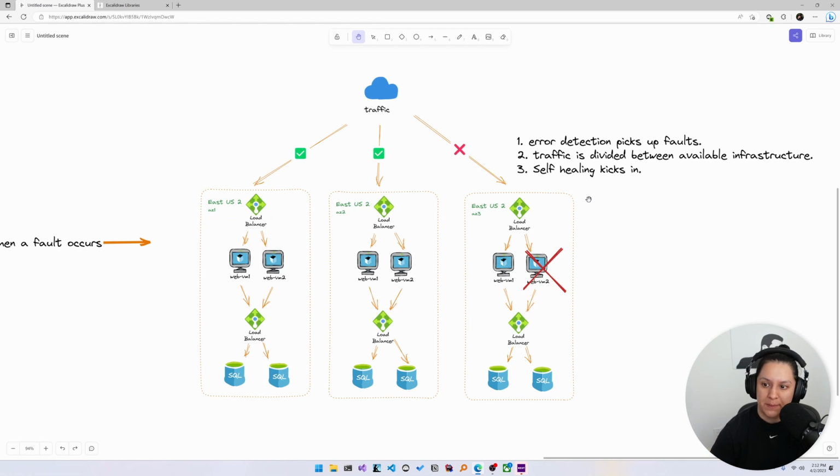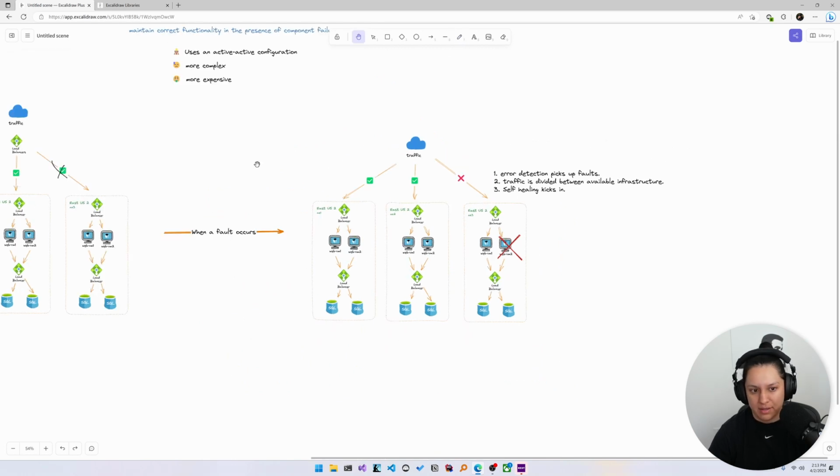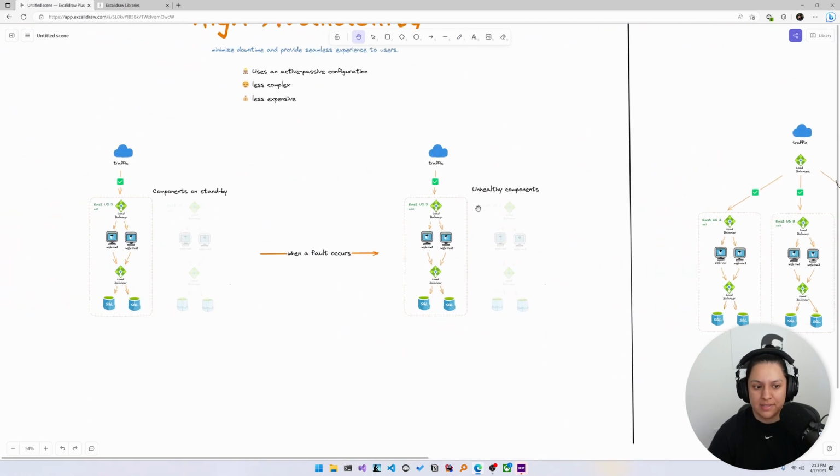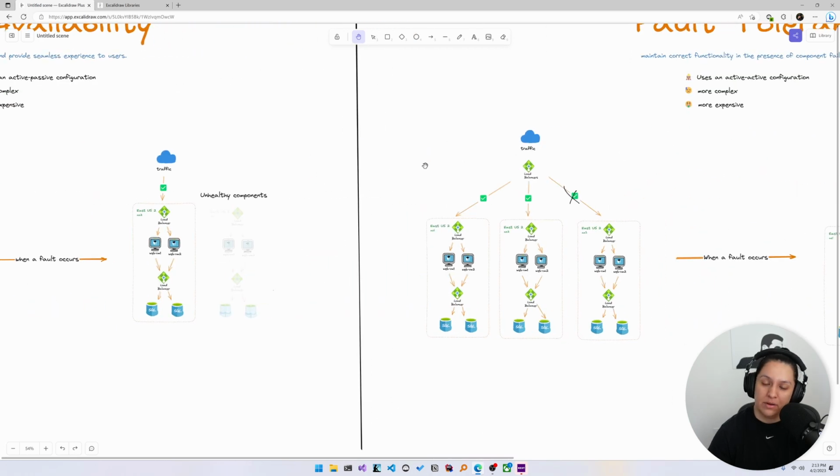So error detection picks up the faults, and then the traffic is divided between the available infrastructure, so in this case, AZ1 and AZ2, and then self-healing kicks in to put this availability zone or the infrastructure in here back into a place where it's healthy, and then the health checks will tell the load balancer, oh, this availability zone, the architecture in here is available to now pick up traffic once again. But obviously you can tell the complexity just by looking at the diagrams themselves, that this compared to this, there's a lot more going on here.